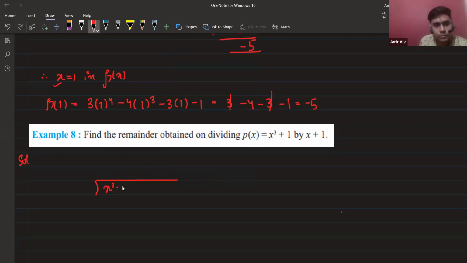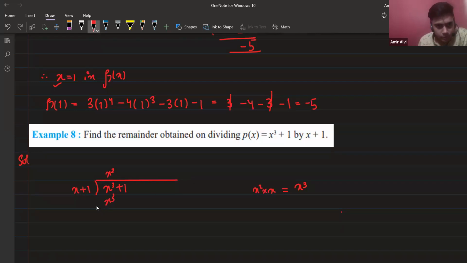So x cube will be written inside the bracket and x plus 1 is there. So Simrat and Abdul, I need x cube. What should I multiply with x so that I can get the x cube? x square. x square should be multiplied. Very good.